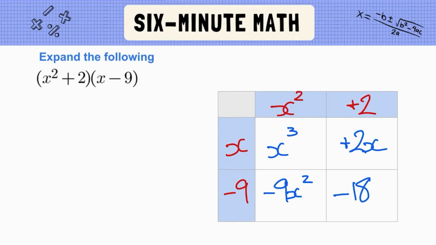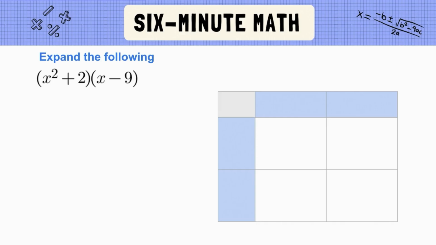In this situation, I do not have any like terms, which would give me a final answer of x cubed minus 9x squared plus 2x minus 18.